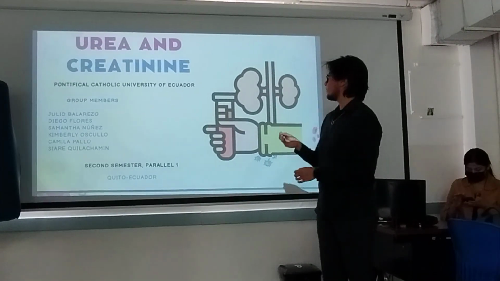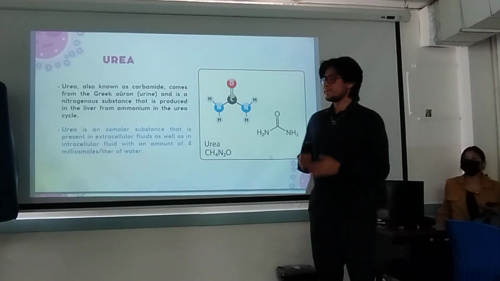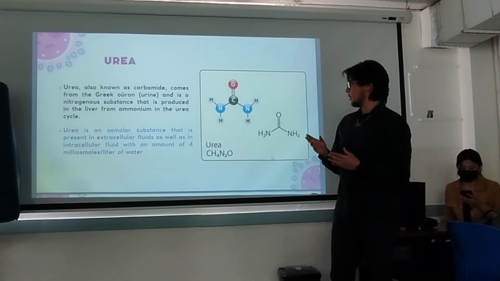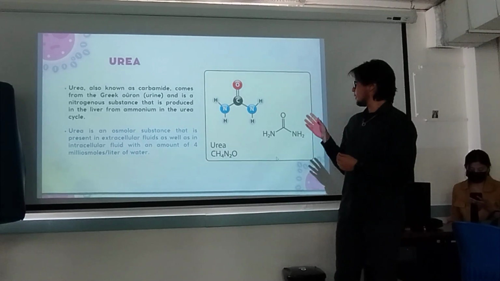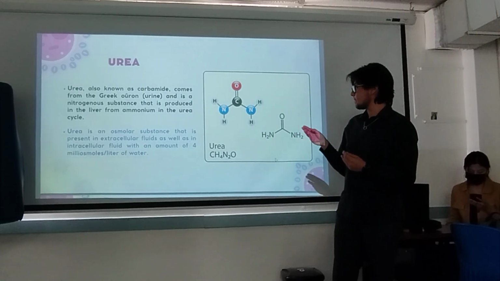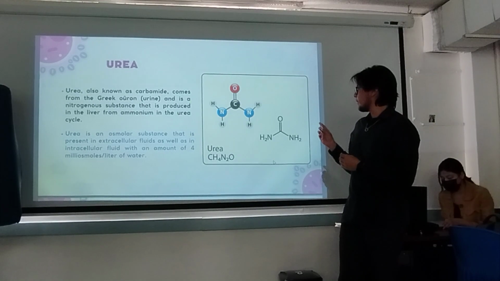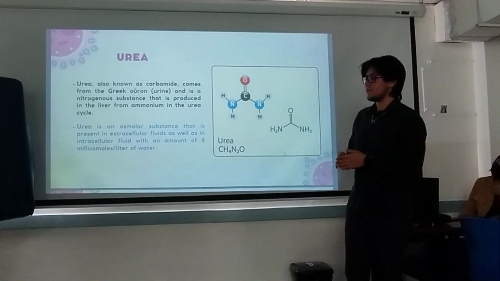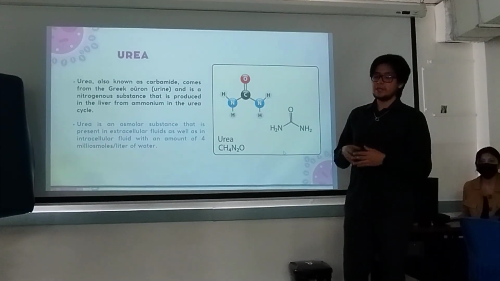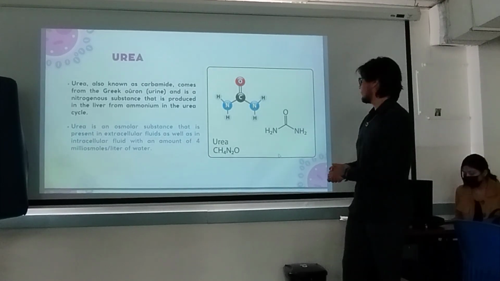We will talk about urea and creatinine. Okay. Urea, also known as carbamide, comes from the Greek euro, and is a nitrogenous substance that is produced in the liver from ammonium in the urea cycle. Its principal function is the elimination of ammonia from the body. Ammonium is a highly toxic compound.